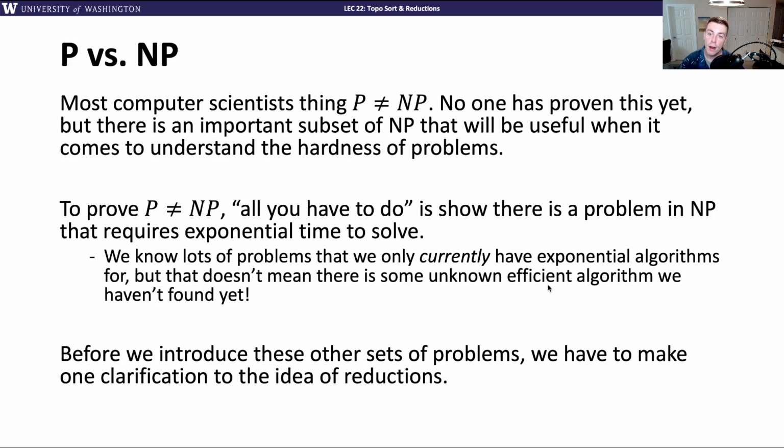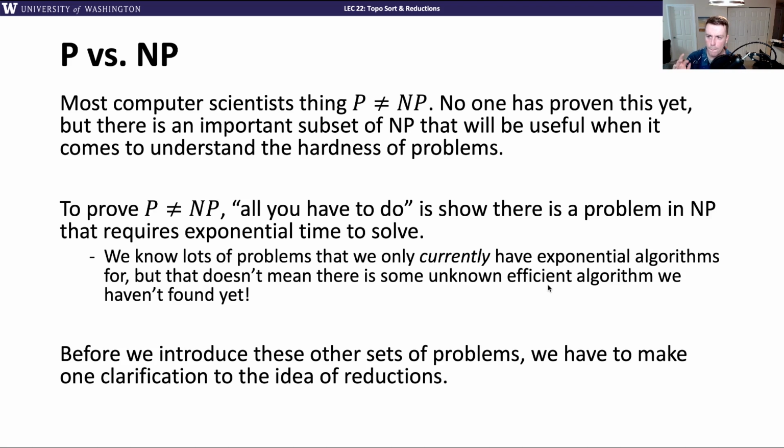Now, we know a lot of problems right now that currently only have exponential time algorithms, but that doesn't mean that there's some unknown algorithm that we don't know yet that could solve it faster. And so that's why I say all you have to do is actually a really hard problem, because you have to prove no such algorithm exists.